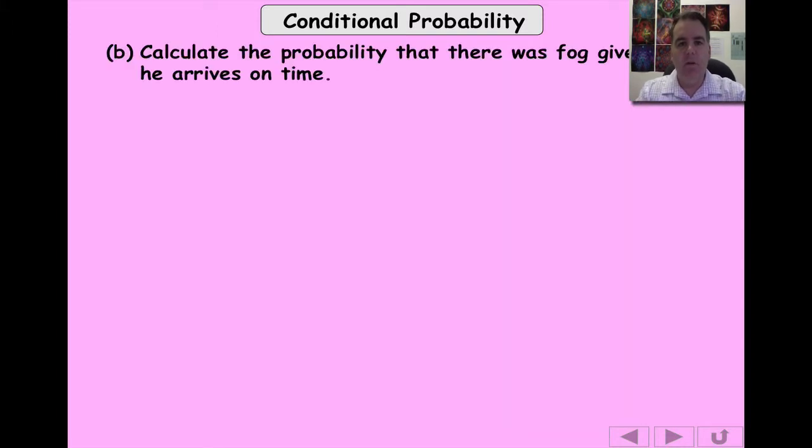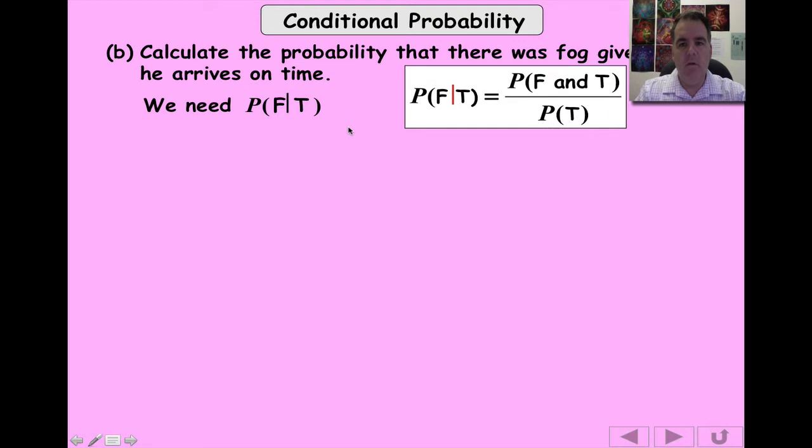Last one. What's the probability that, given that he arrives on time, it's foggy? In other words, the probability that it's foggy given that he arrives on time. So it's really important to get those in the right order. Okay, so remember our formula. The probability of F given T is the probability of F and T over the probability of T.